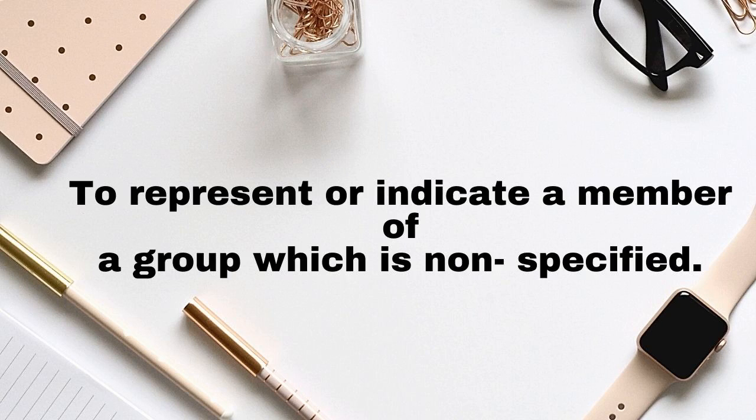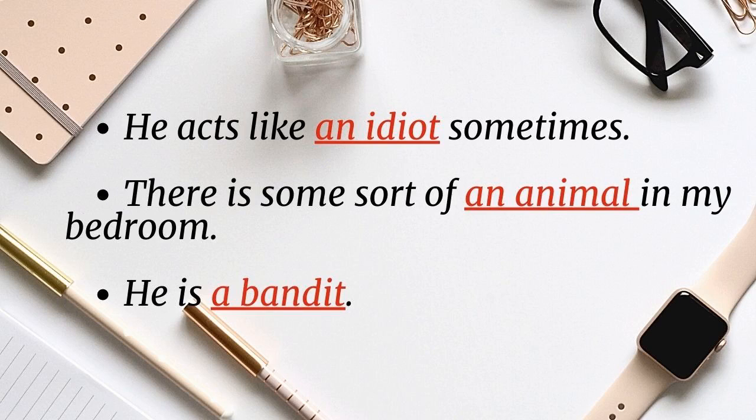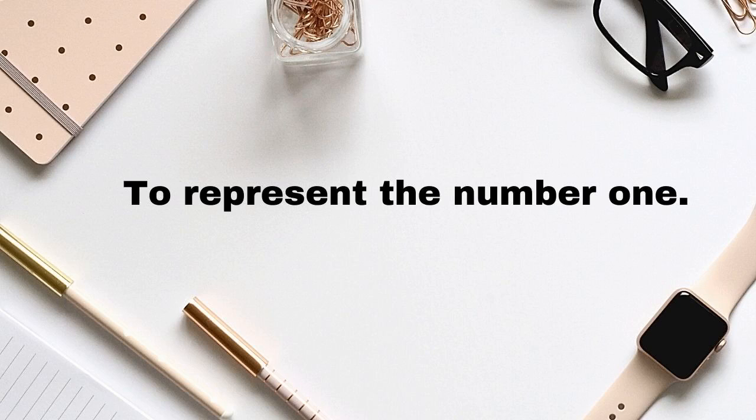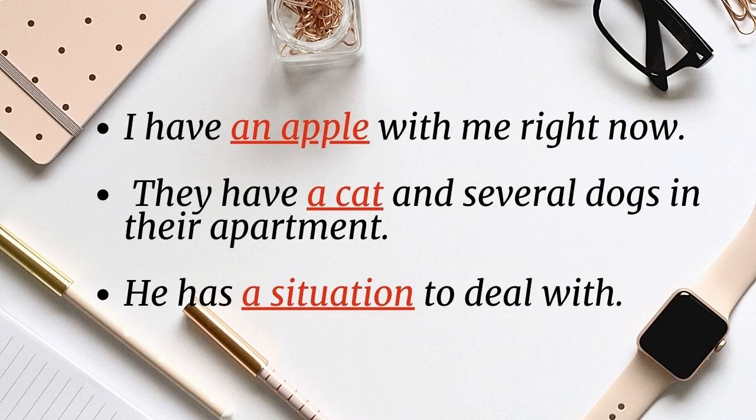Let us see how we can use these articles in different occasions. We use indefinite articles to represent or indicate a member of a group which is non-specified. He acts like an idiot sometimes. There is some sort of an animal in my bedroom. We use indefinite articles to represent the number 1. I have an apple with me right now. He has a situation to deal with.